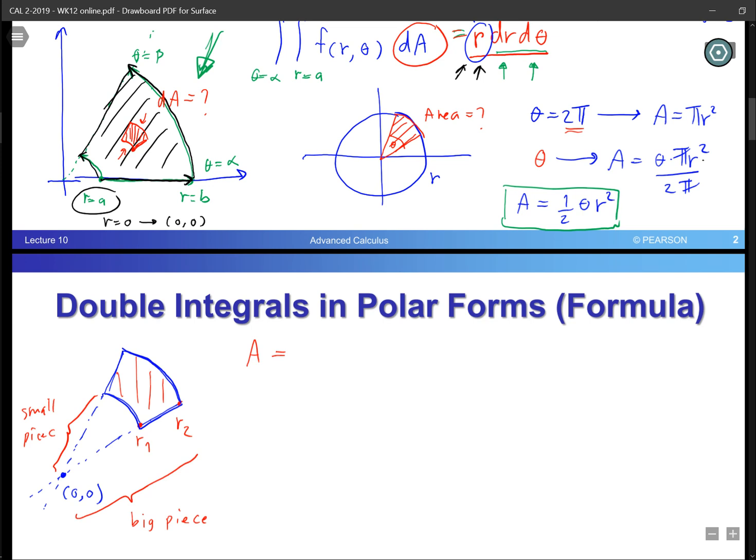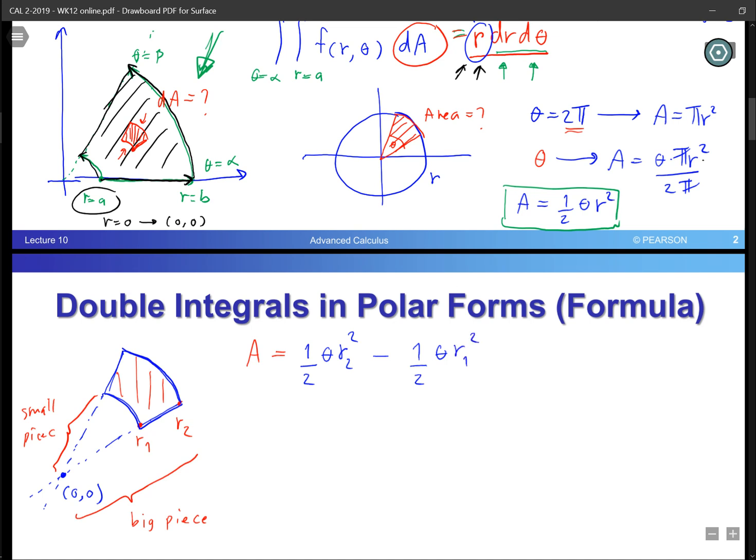That is going to be 1 over 2 theta. We use the formula from up there. So theta and r squared here. So r here is equal to r2 squared. That is the big piece, right? And then we minus this with the smaller piece, 1 over 2 theta r1 squared.